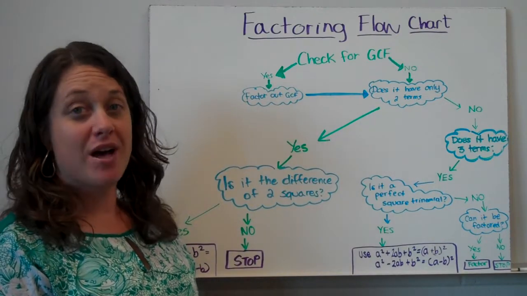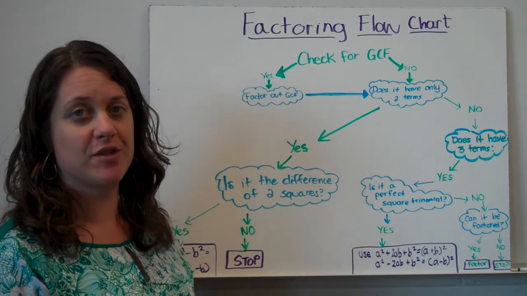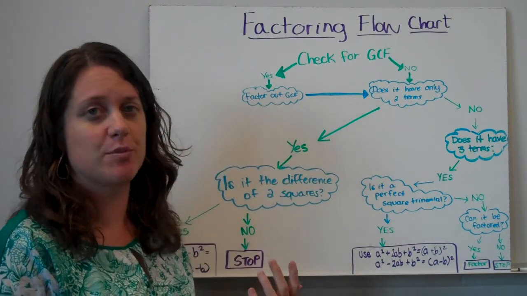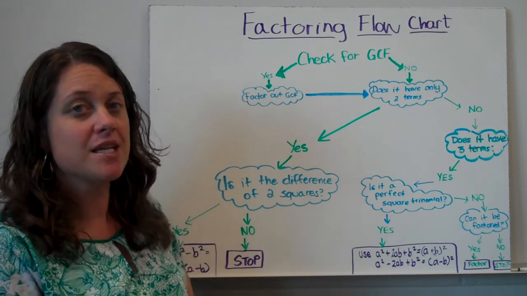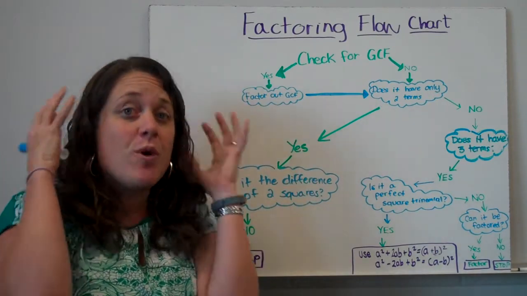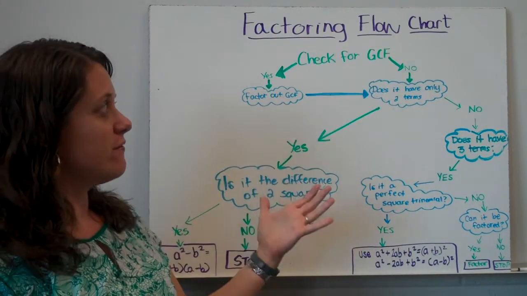So, many of you have asked me the question, how do I know which method to use? You've taught us about the difference of two squares, perfect square trinomials, greatest common factor, Peltier's pans. What do I do? There are too many ways to factor. So, I have come up with this factoring flowchart.